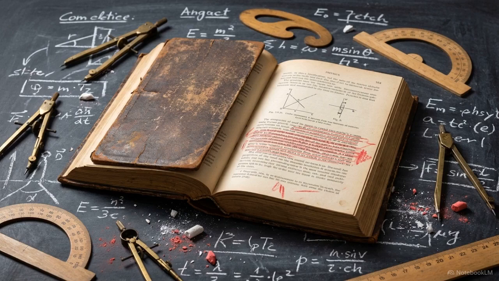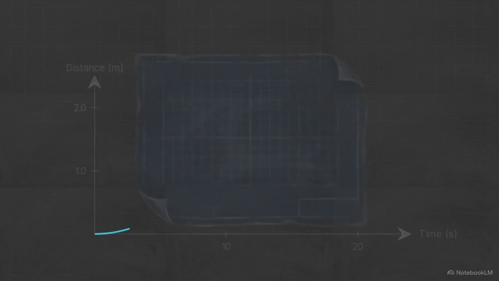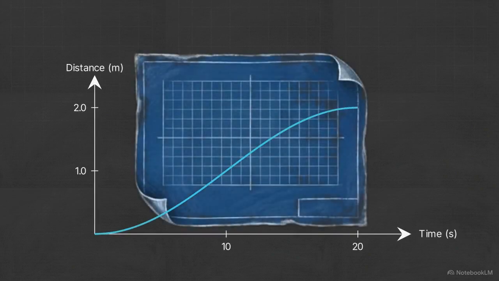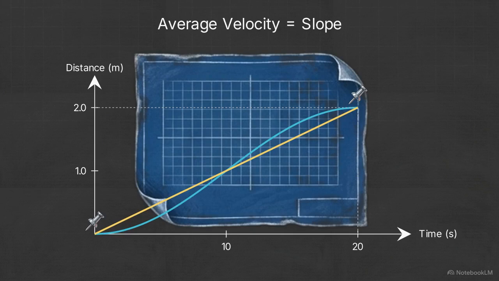We need to calculate the average velocity of the point during its entire time of motion. We start by identifying the boundaries of the journey. The motion begins right at the origin, (0, 0), and concludes at the 20-second mark, where the distance reaches exactly 2.0 meters. To find the average velocity across this whole period, we draw a secant line, a straight line connecting these starting and ending coordinates. The slope of this line is our average velocity.